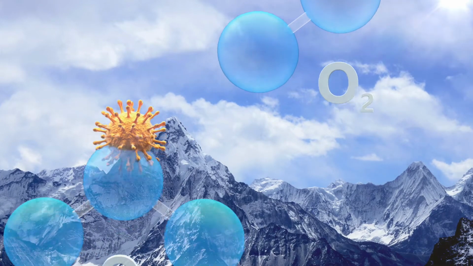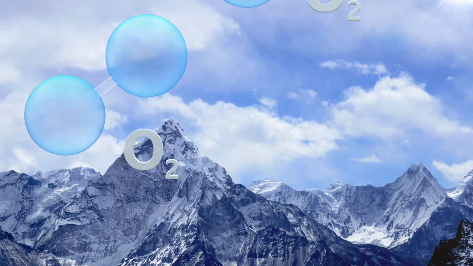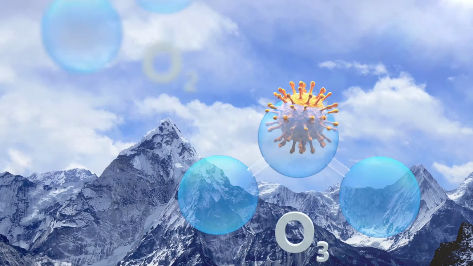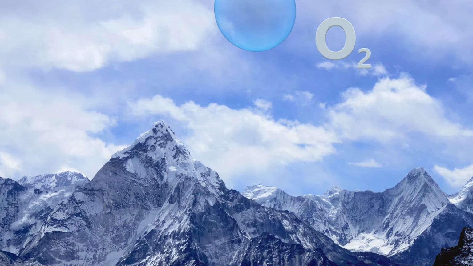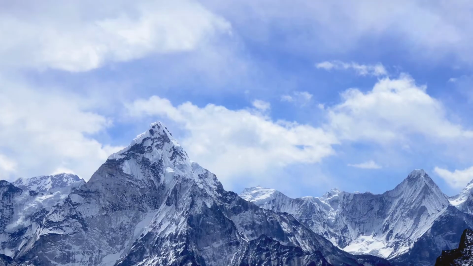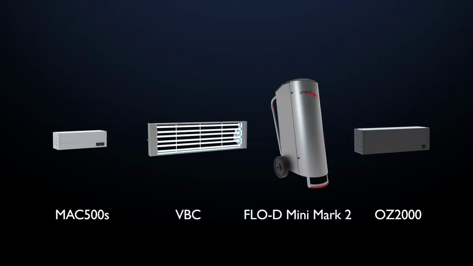This process takes place in nature, but does not exist indoors. Through our environmentally friendly technology, we can purify the air you breathe and disinfect the surfaces you touch. Jimco offers a variety of solutions to significantly reduce the virus.